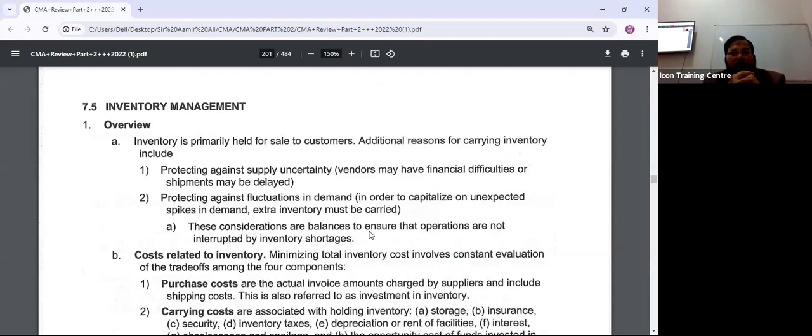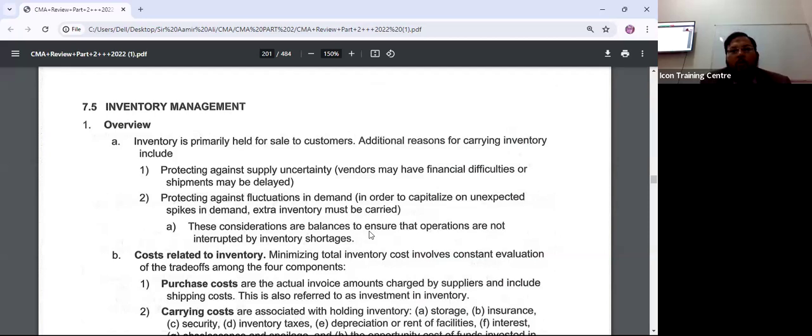So the next thing is inventory management. Now, inventory is primarily held for sale to the customers. This is for sure. We hold it to sell it to the customers. Now, additional reasons for carrying inventory include protecting against supply uncertainty. You see, vendors may have financial difficulties or shipments may be delayed.